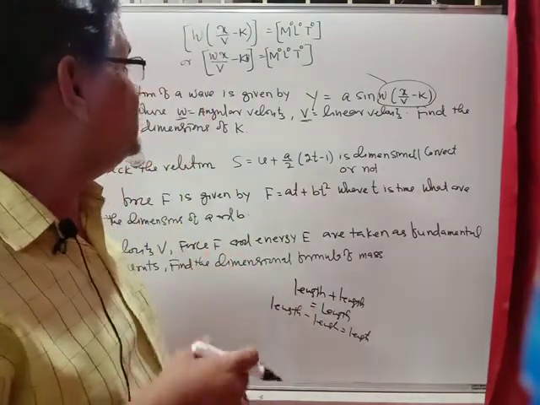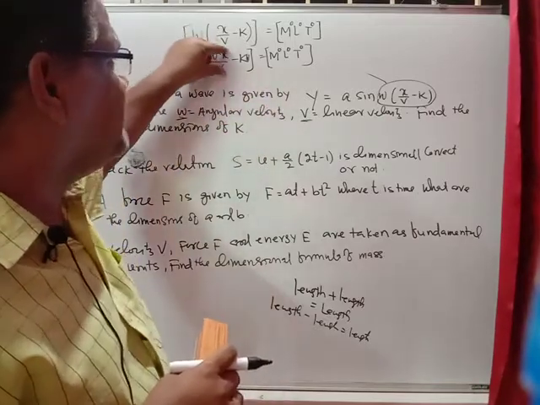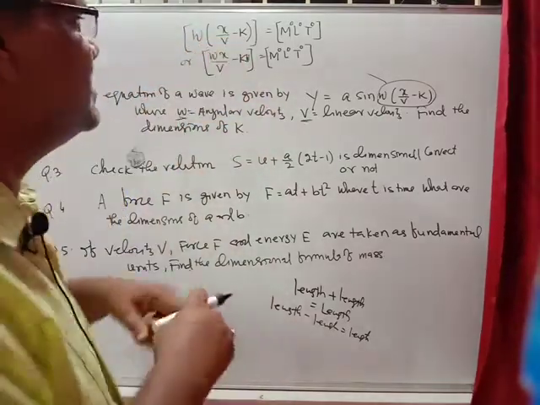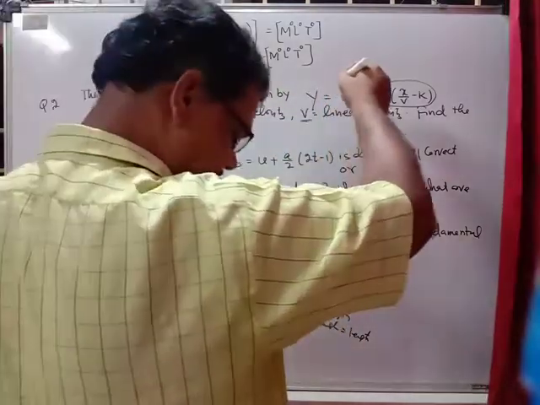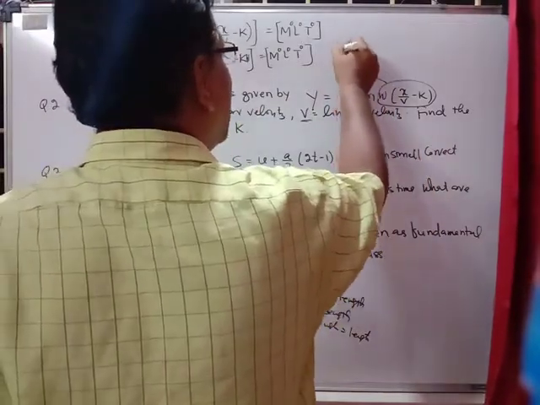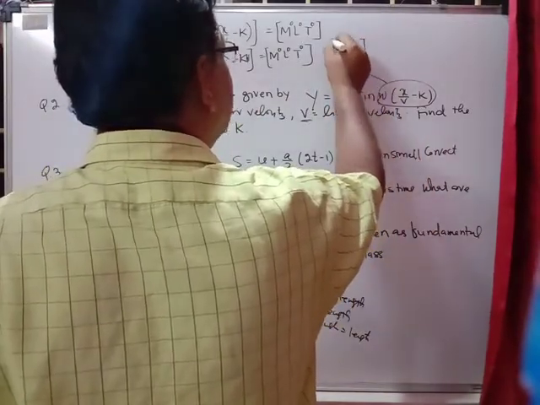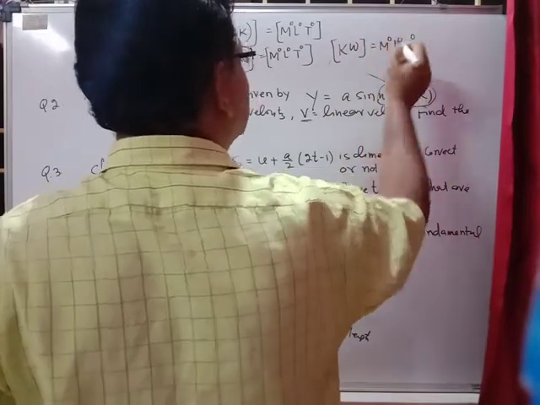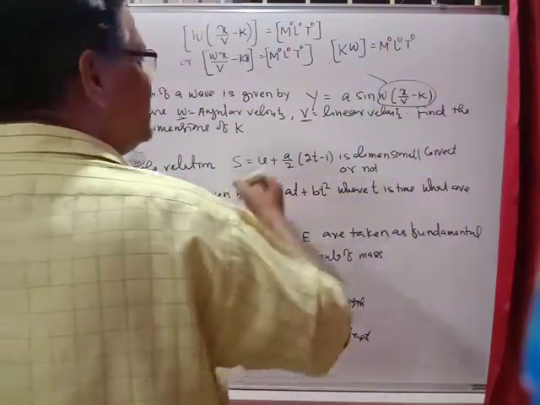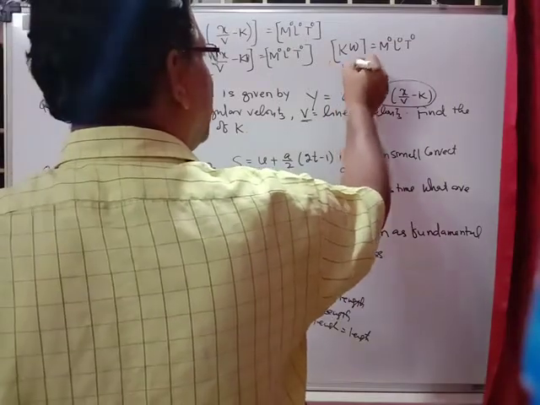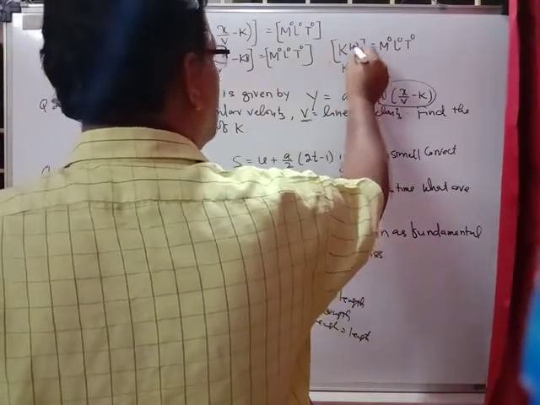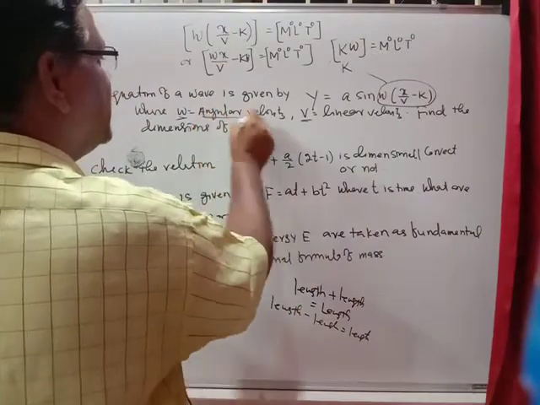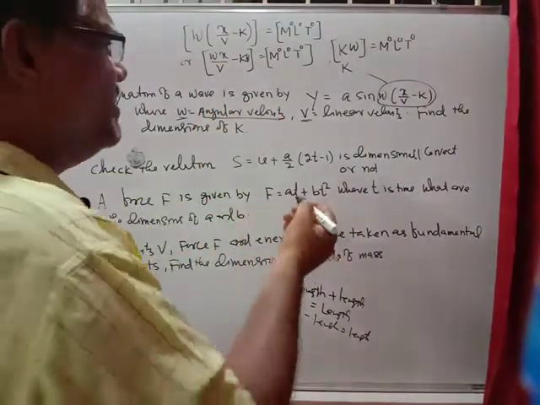And here the total term is dimensionless, so this term must be dimensionless too, meaning k omega, we are finding k and omega, is also dimensionless, M naught L naught T naught. If this is dimensionless, what will be the dimensional formula of k? Here k and omega, where omega is the angular velocity. I am talking about the angular velocity.